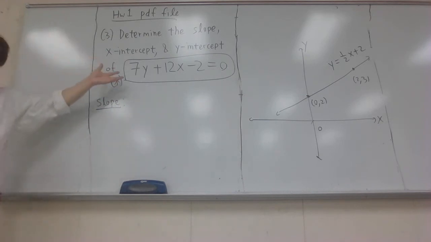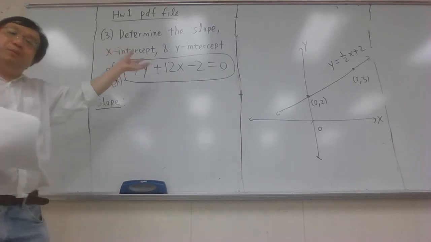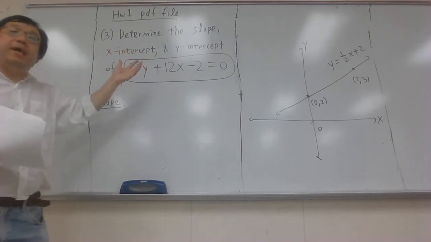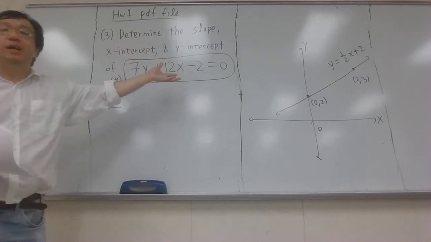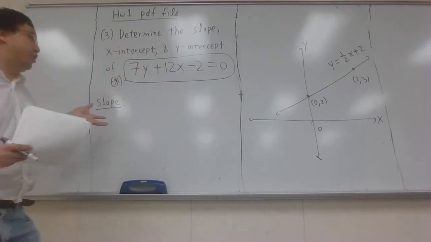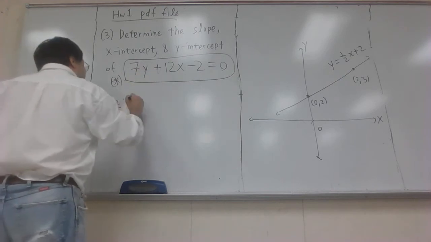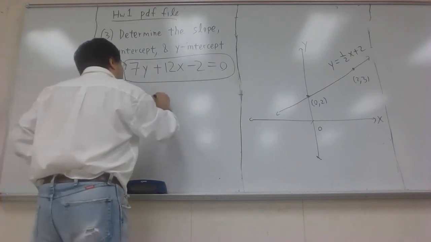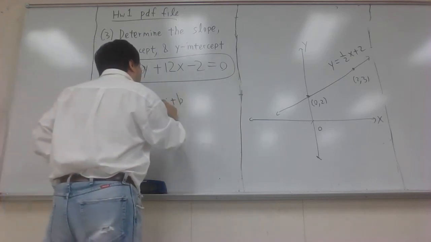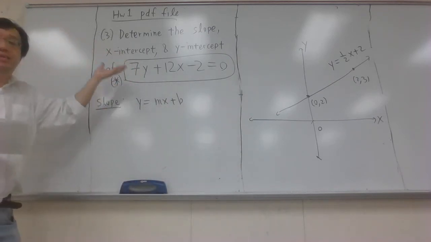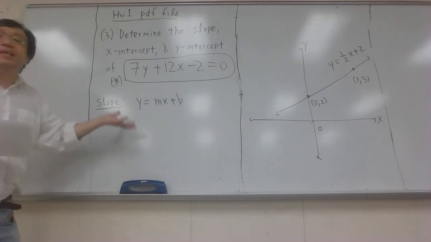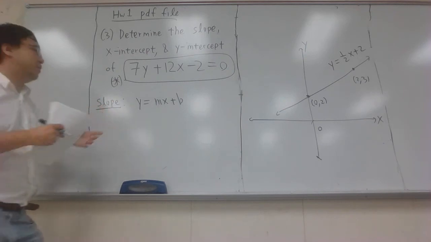To compute the slope, we want to take this linear equation, the straight line equation, and put it into the standard form of a linear equation. Once we place it into standard form, it's very easy to read the slope. The slope is just m.